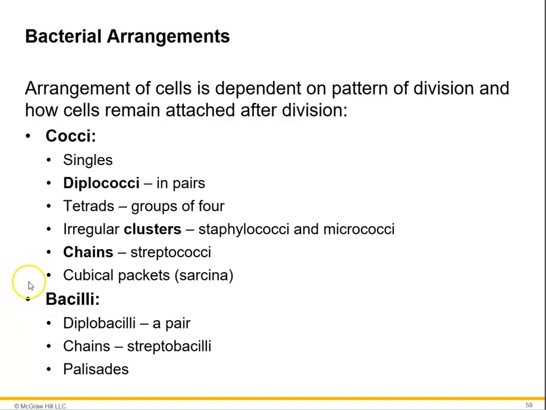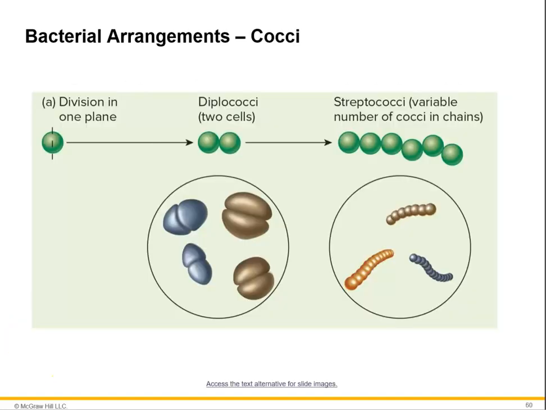Bacilli have fewer arrangements that they can take on. They can be a pair, so diplobacilli. They can be in chains, streptobacilli, and then they can be in this arrangement called the palisades, and I'll show you that here in a minute. So how do they get in these arrangements?